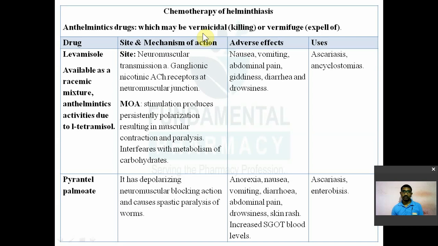If they are able to kill the worms, they are known as a vermicidal. If they are able to expel them off from the intestine, the drugs that will push them out of the intestine are called vermifuge. So those drugs which will kill the worms are known as vermicidal, and those which will expel the worms from your intestine are known as vermifuge. In short, I have summarized this.